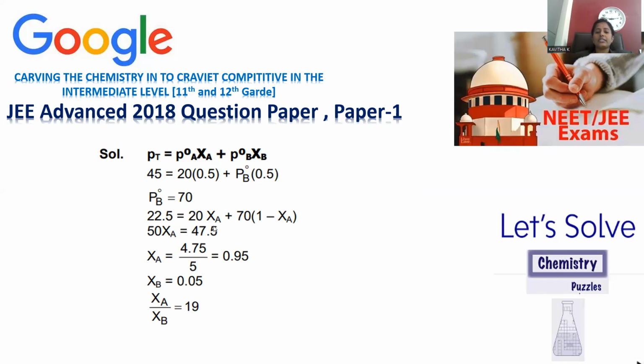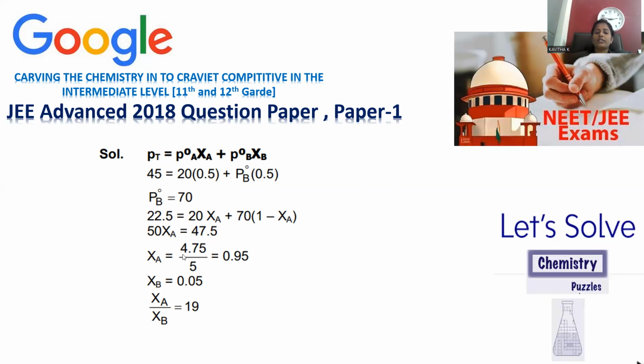Mole fraction of A is chi A, then mole fraction of B will be 1 minus chi A, right? When we are mixing these two, the total moles are 1. So if chi A is the mole fraction of A, then chi B will become 1 minus chi A, right? So this is the way we can write the equation, so that after calculating, 50 chi A is equal to 47.5. 50 chi A is equal to 47.5, the value we got.